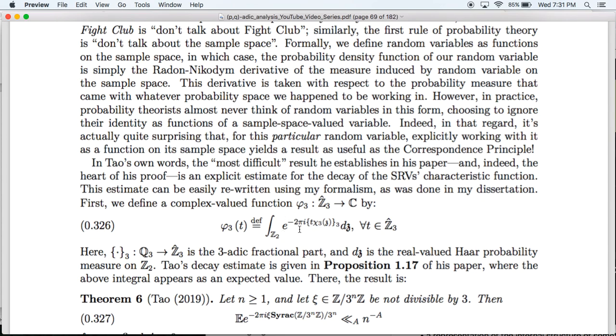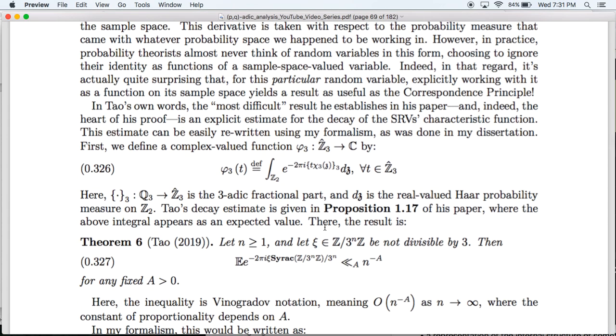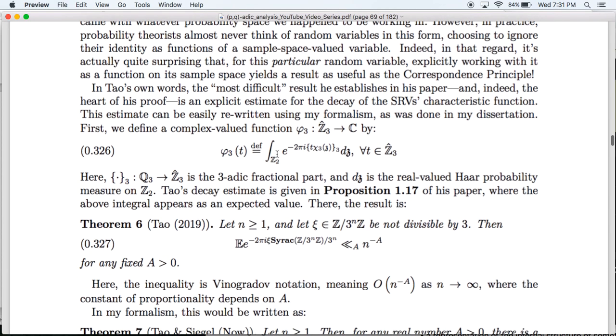And since it's also continuous, since it's going to be measurable, and since it's bounded everywhere because it has unit absolute value, we can then integrate it and everything works fine. So Tao's decay estimate is proposition 1.17 of his paper, and he writes this integral as an expected value.